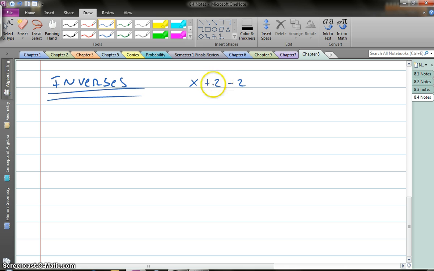So when we talk about inverses, think of if I had x plus 2 minus 2. We know plus and minus, addition and subtraction, are inverses. So this would leave me with just x, because the 2 and the negative 2 would cross each other out. Same would go for if I had x times 2 divided by 2. We would just be left with x. Multiplication and division are inverses, and they cross each other out.